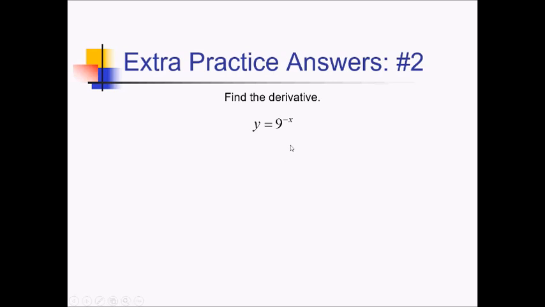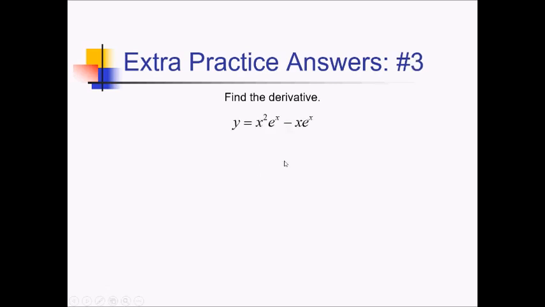For this one, I need to use the chain rule to take the derivative. So I have 9 to the something as the outer rule. That's going to be 9 to the something times ln of 9, ln of the base. And now the derivative of the something, derivative of negative x, is going to be negative 1.